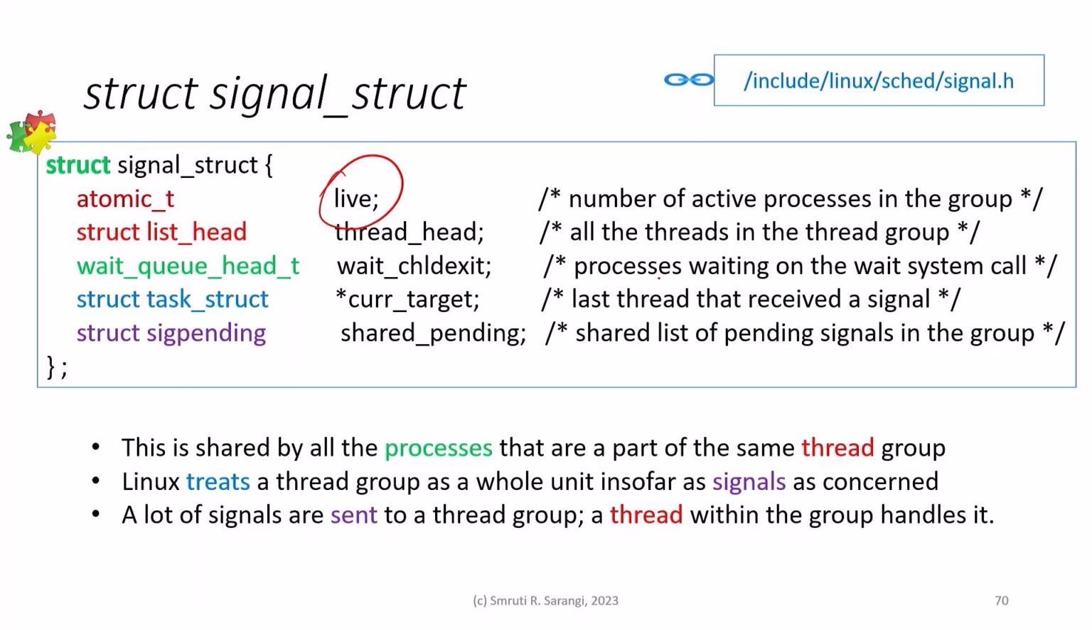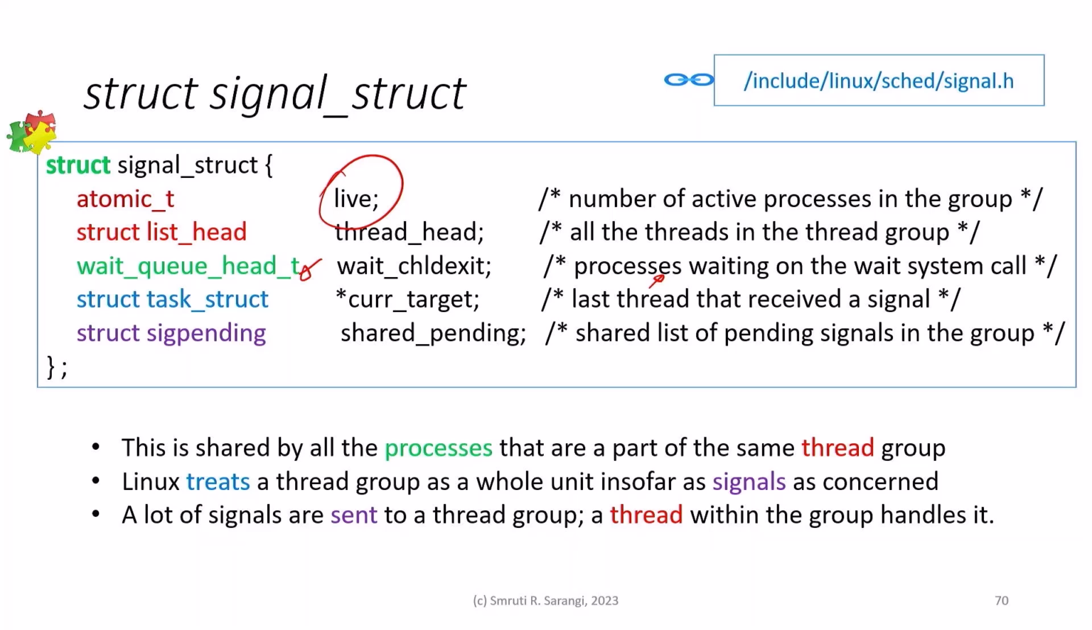Then, as I said, any thread is a process, so I've used the word process here. If any of them is waiting on the wait system call. When do you wait on the wait system call? When you are waiting for a child to exit, right? So if any of them are there, then you add them to a wait queue. So a wait queue contains all the threads that are waiting for one of their child threads to exit.